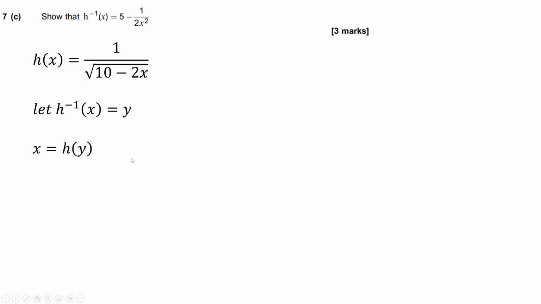Show that the inverse of h is this. The proper way to do this is you say h of x equals that, and you say let the inverse equal y. Then you apply the function h to both sides to say x equals h of y, and h of y is just when you replace everything inside of h of x with a y, i.e. x equals 1 over square root of 10 minus 2y. You might prefer to just swap the x's and y's as you might have been taught.